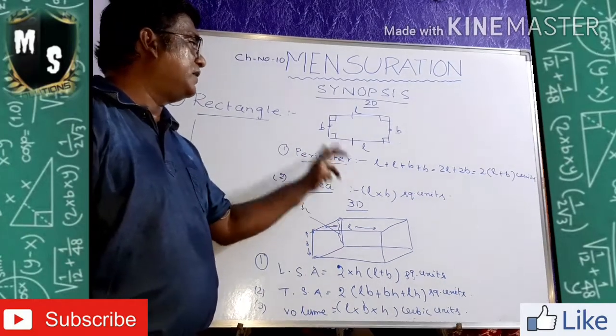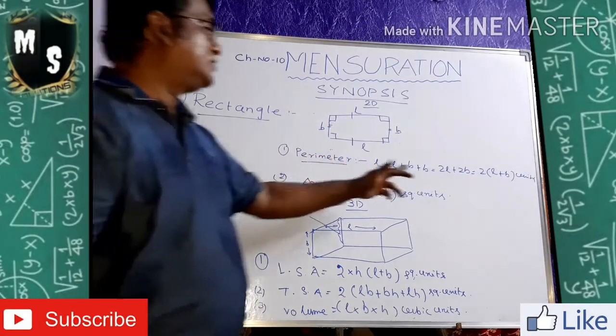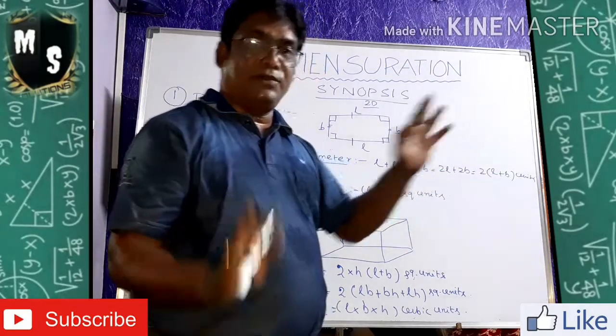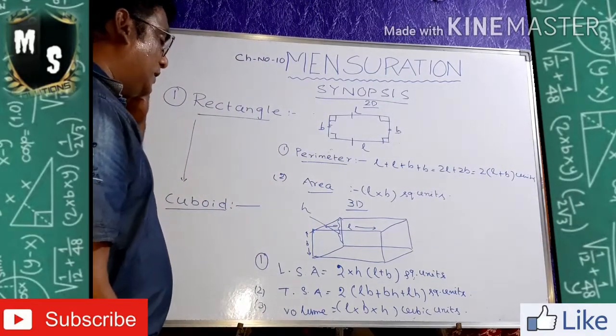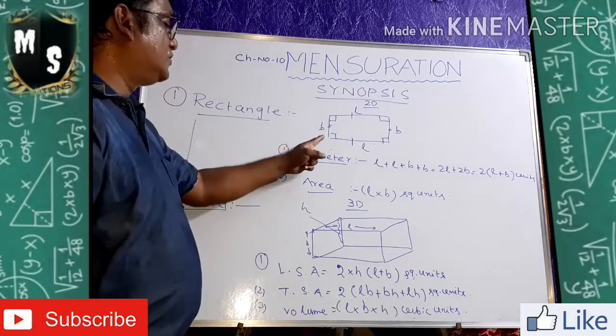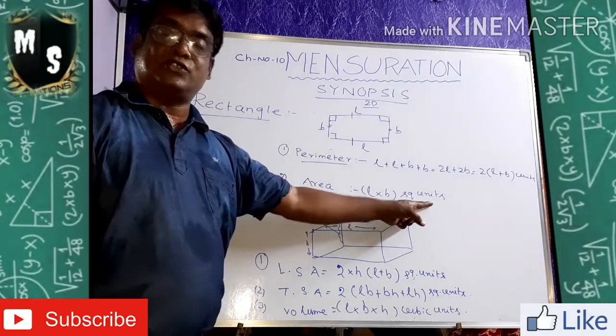I calculate the perimeter, so the sum of the four sides. The basic formula for it is 2 into (L plus B) units, because the perimeter always comes in units. Now I am going to calculate the area. The area of this 2D figure, with two dimensions, is length into breadth. You have to multiply and write square units.